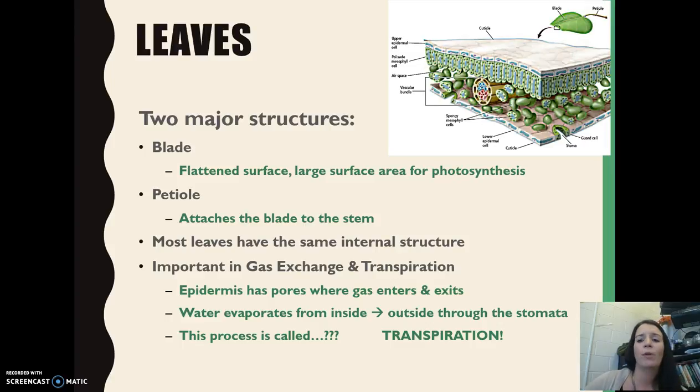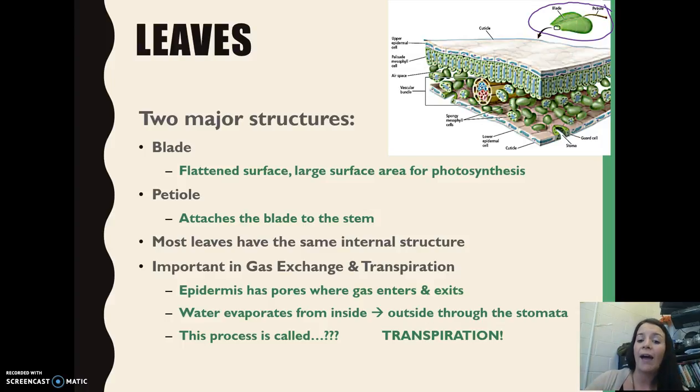Leaves also have two major structures you need to know, the blade and the petiole. It's super tiny, but you can see it up here in this picture. The blade is the flat part of the leaf, and the petiole is the little part that attaches the leaf to the rest of the plant.